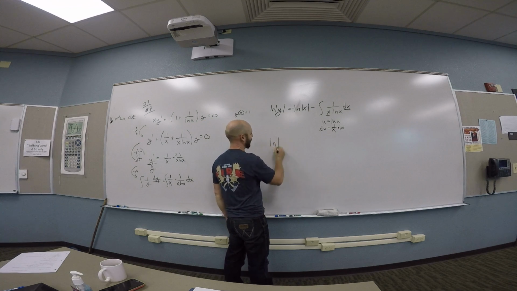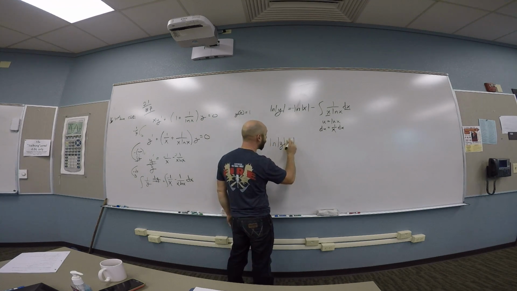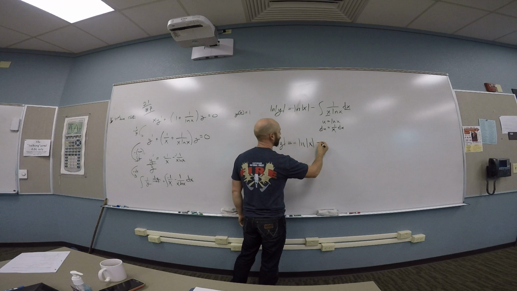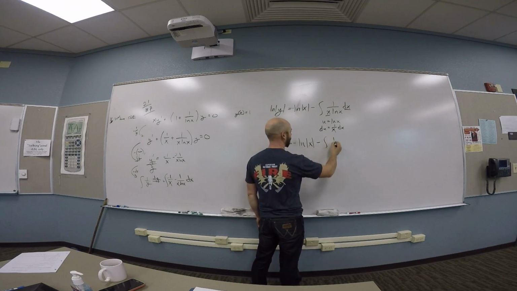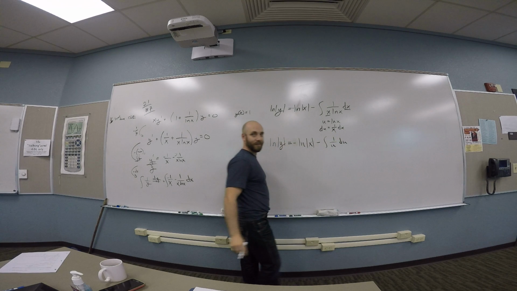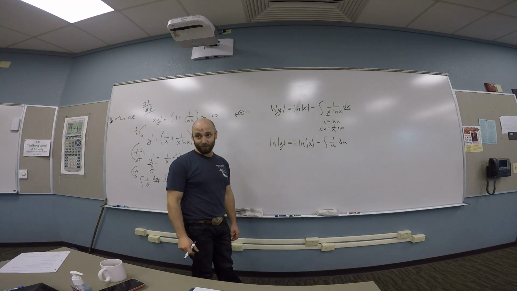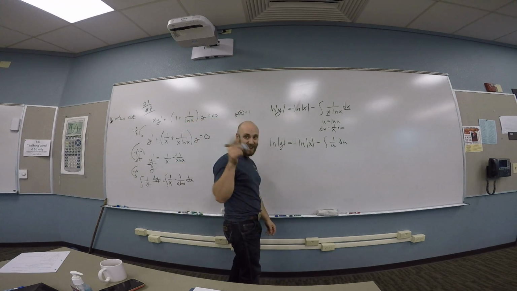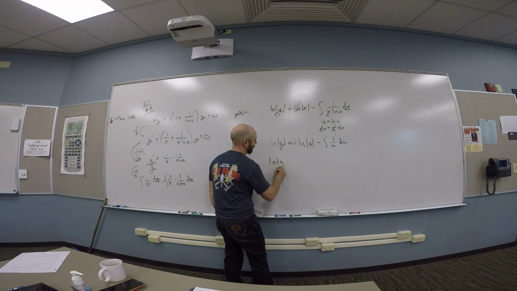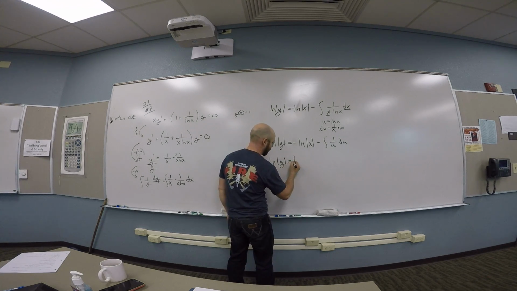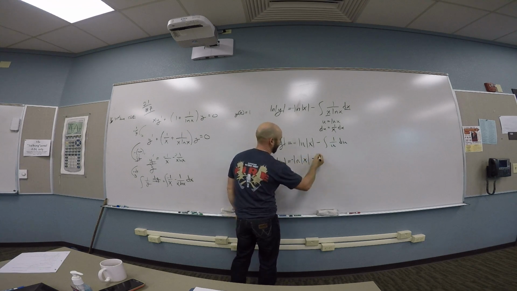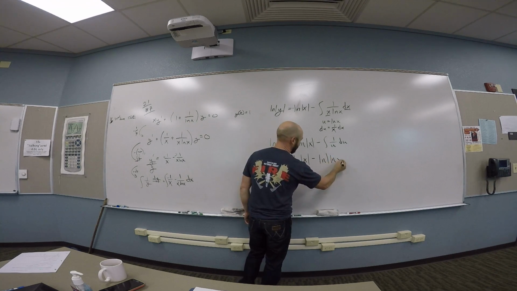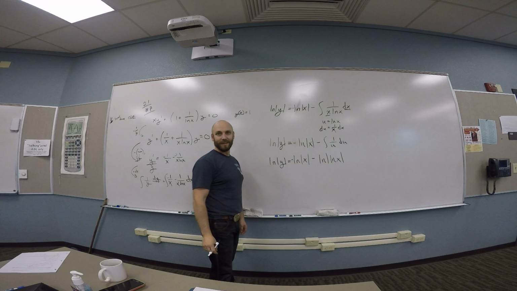So this is the natural log of the absolute value of y equals minus the natural log of the absolute value of x minus the integral of 1 over u du. There's a lot of natural logs everywhere. We can do that integral, which is the natural log of the absolute value of u, sub back in, so log of the absolute value of log of x, plus C.